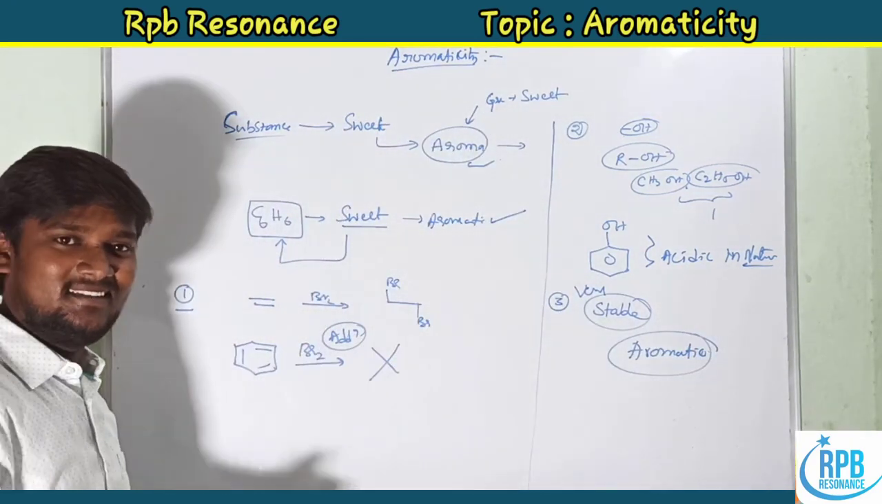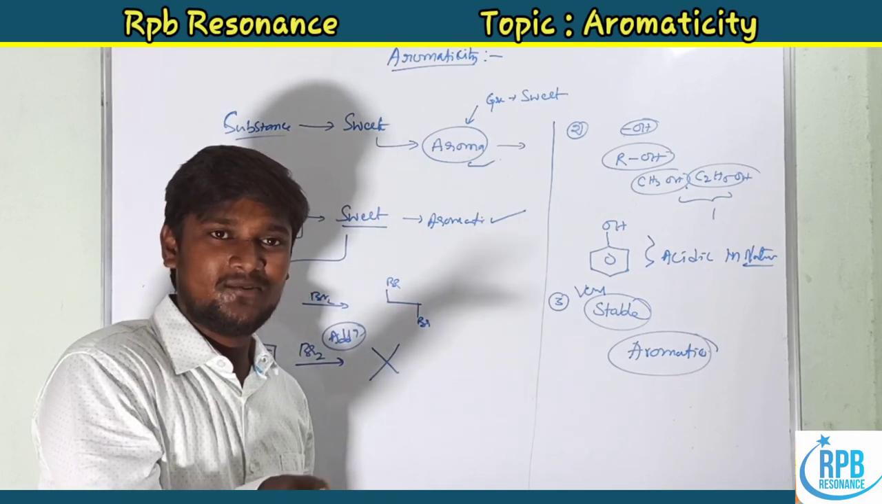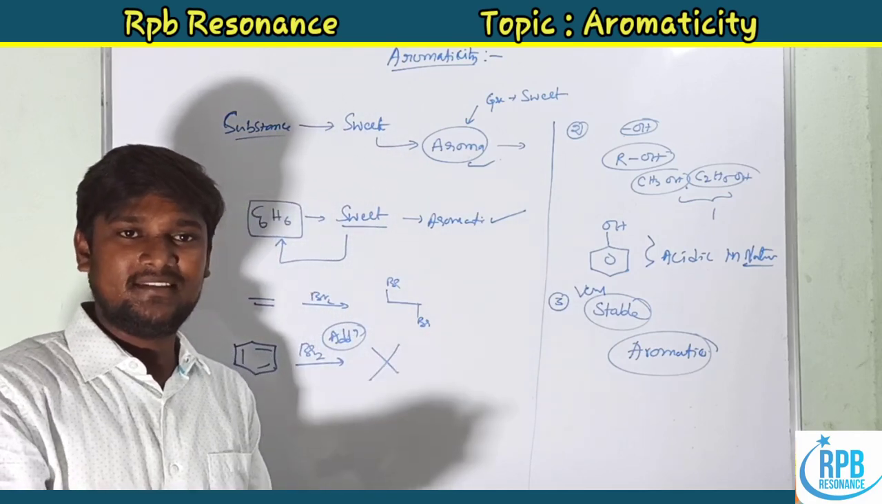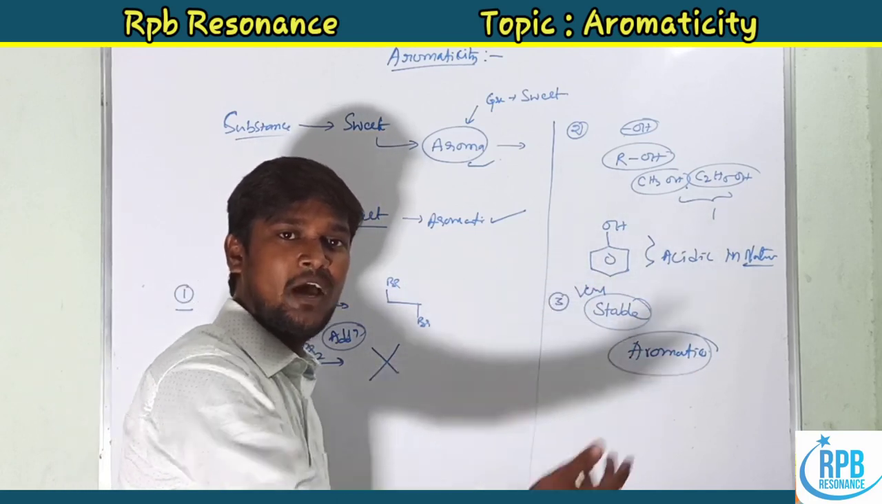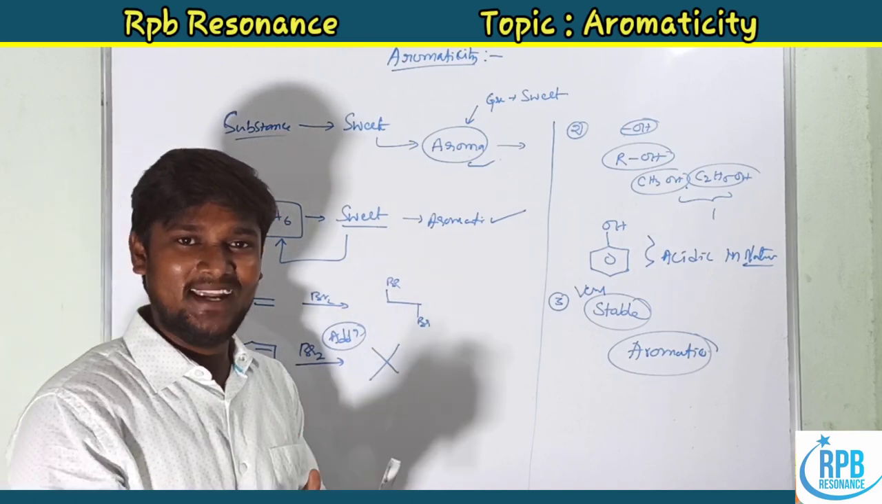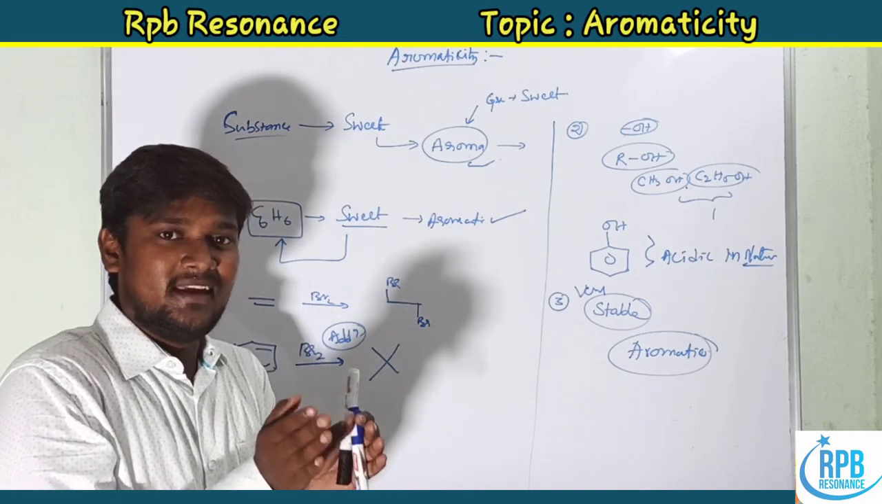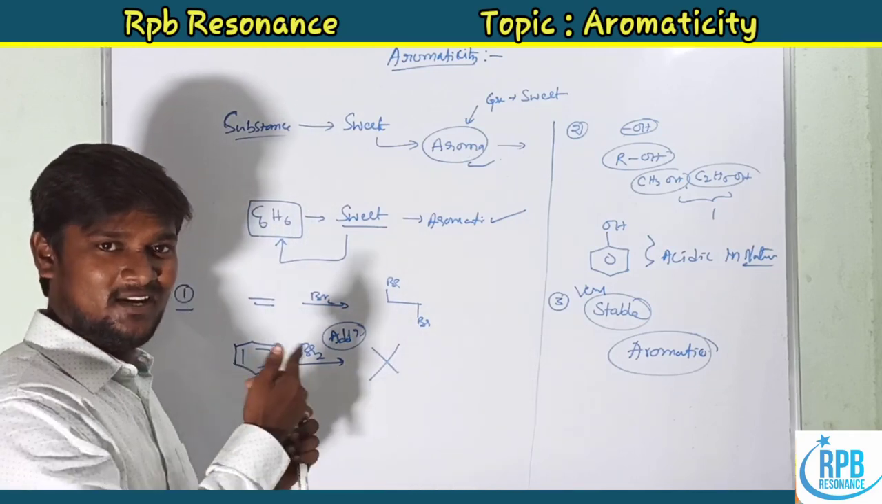But nowadays, compounds which follow certain rules are called aromatic. Otherwise, they are called different types: antiaromatic, quasi-aromatic, homoaromatic, non-aromatic compounds. Now let's move on to those points which determine whether a compound is aromatic, non-aromatic or anti-aromatic. Now, let's move on to the topic.